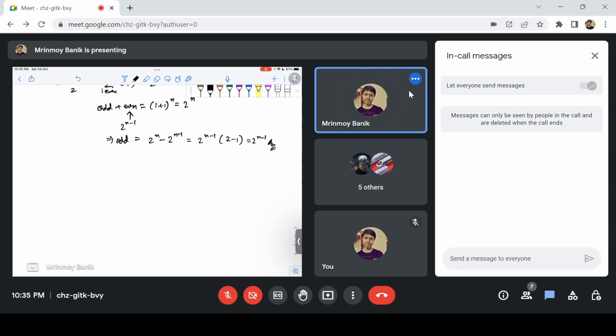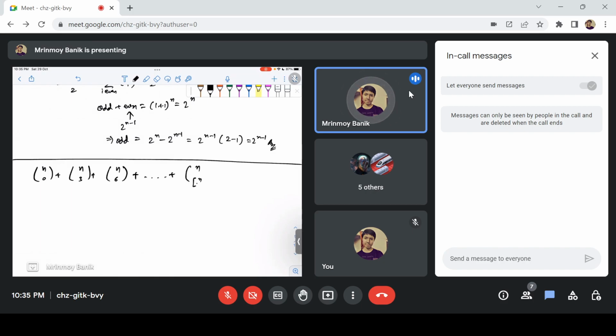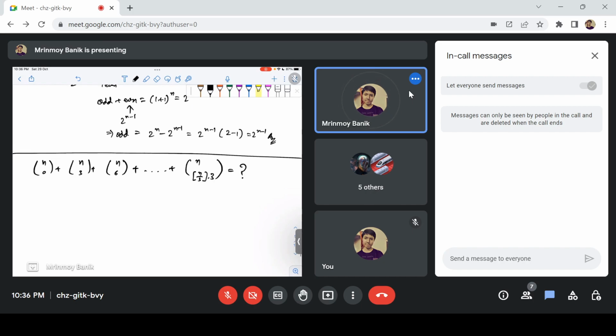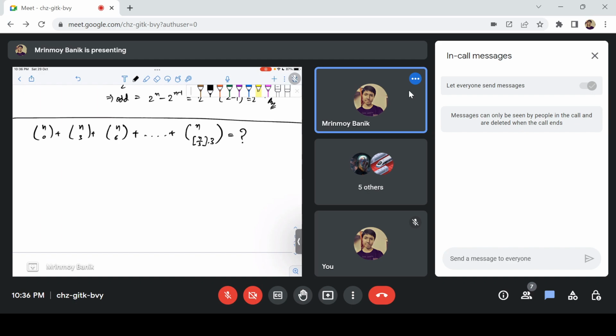And similarly, this was for the odd and even ones. But if you have to find this one, like nC0 plus nC3 plus nC6, the ones that are congruent to 0 mod 3 up to n, what is this? For this, you need complex numbers for sure.